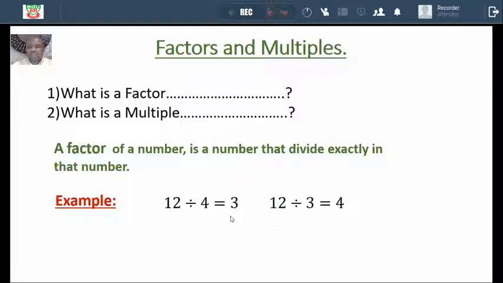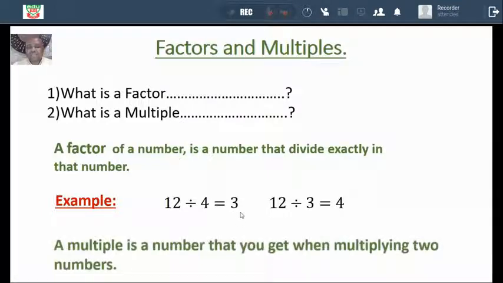Now let's look at another way. If we divide 12 by 3, we get exactly 4. So which means 3 is a factor of 12, and 4 is also a factor of 12. That's what the factor means.